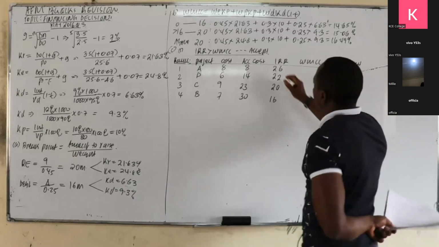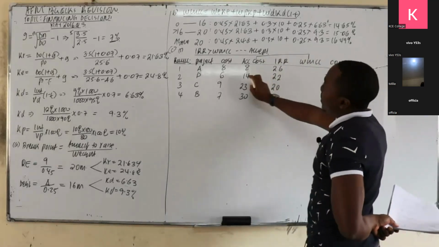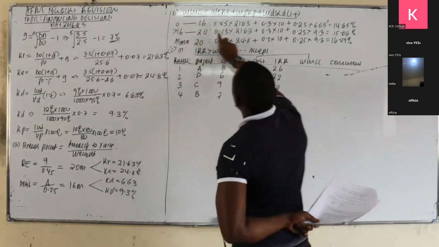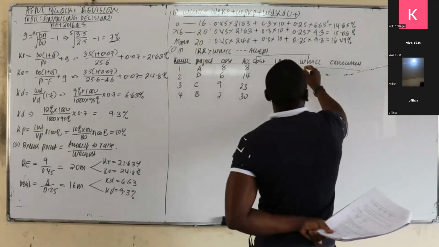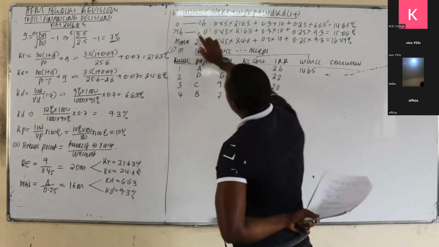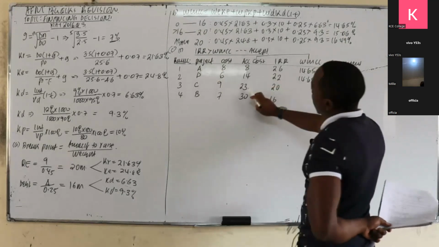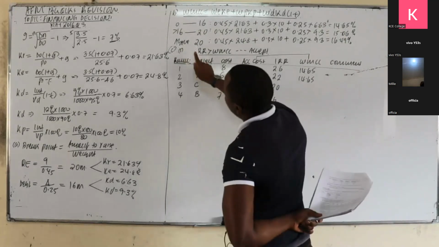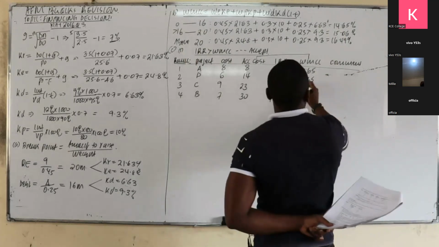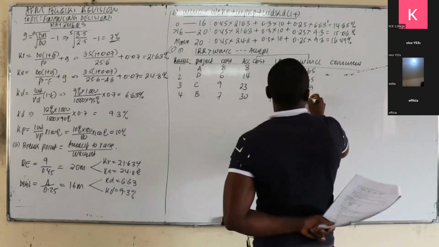To get the WMCC, use the accumulated cost. Here we have 8, which is between 0 and 16, so the WMCC will be 14.65. 14 is still in between, so 14.65%. 23 is already above 20, so the WMCC will be 16.49. Also that is above 20, so it will be 16.49.